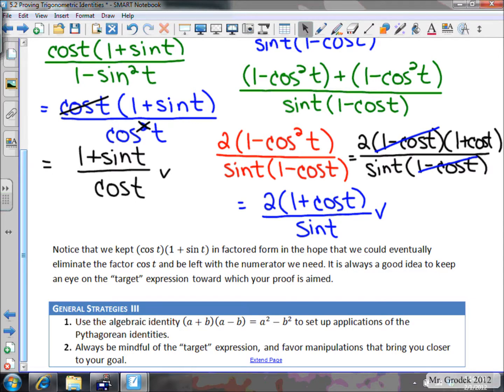And then in the little disclaimer at the end there, it says, notice that we kept cosine of t times 1 plus sine of t in factored form in the hope that we could eventually eliminate the factor cosine of t and be left with the numerator we need. It's always a good idea to keep an eye on the target expression toward which your proof is aimed. That's the big idea here.